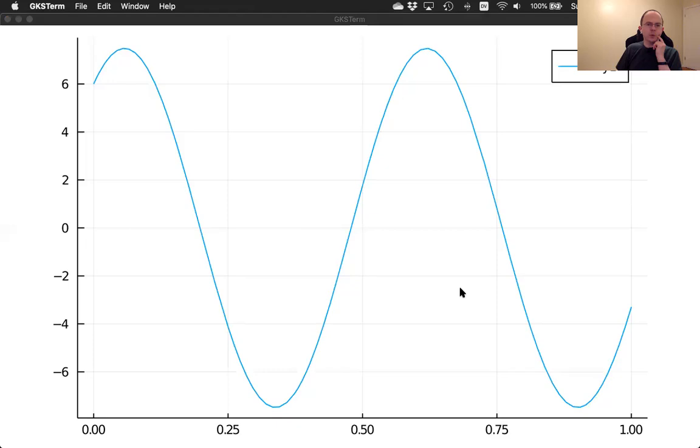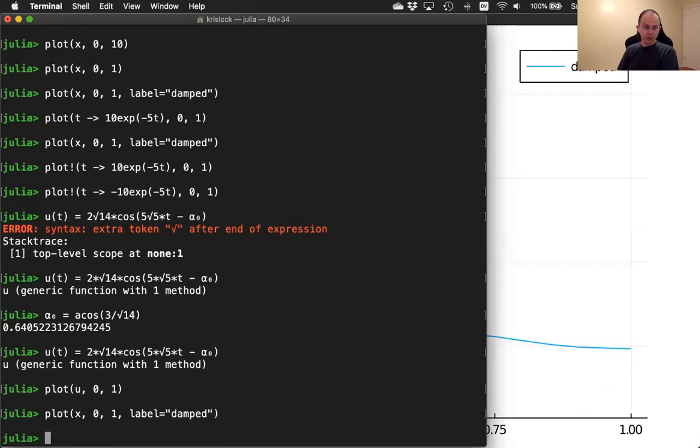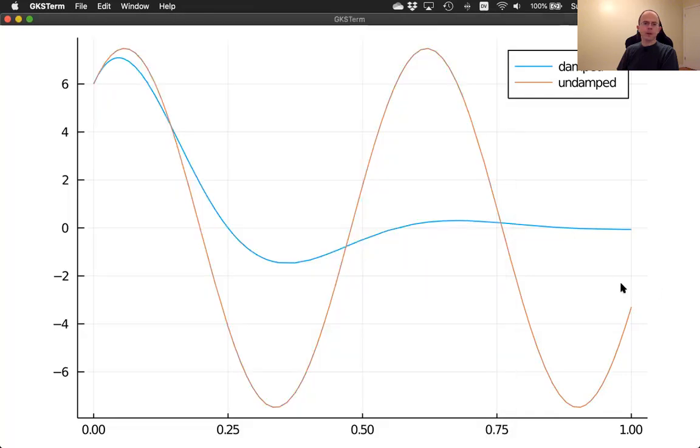Okay, so now I think we're in good shape to plot both of them. You see there's no damping happening here. So let's plot x from 0 to 1 and label that. And then we'll plot u from 0 to 1. Oops, small u from 0 to 1. And that will be undamped. All right, let's have a look.